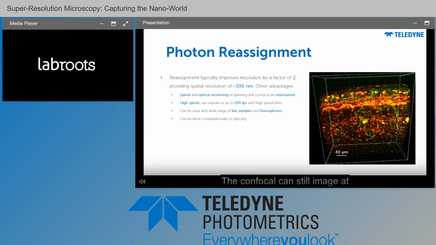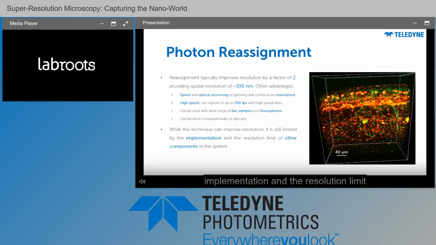The confocal can still image at high speed, up to 200 frames a second with high-speed disks. You can use it with the same range of live samples and fluorophores as you would normally, and you have the choice of doing it computationally or optically. While this technique can improve resolution, it is still limited by the implementation and the resolution limit of other components in your system. But having said that, there are several super resolution spinning disk systems available because it's a system that gives you the advantages of both.